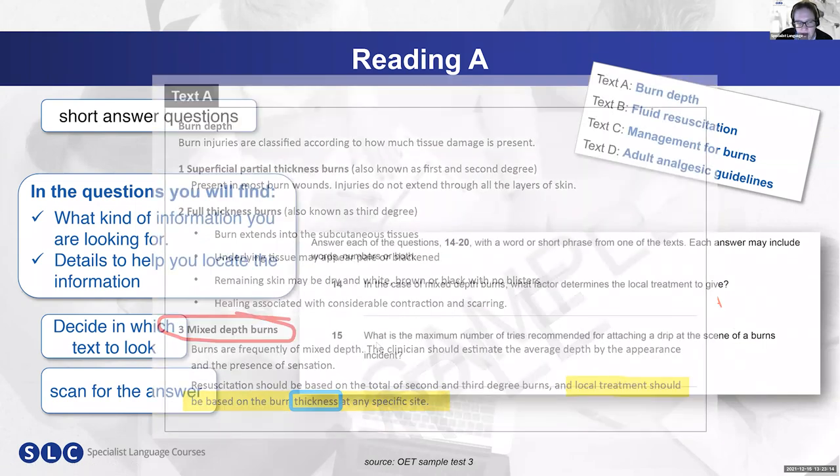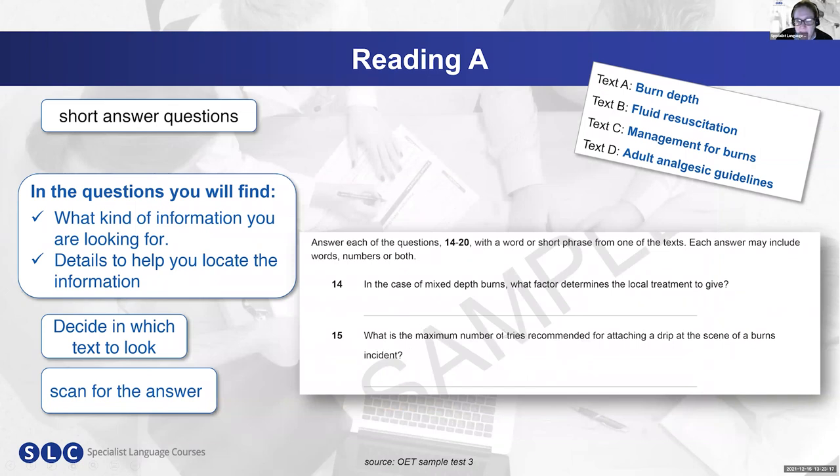Let's look at number 15. What is the maximum number of tries recommended for attaching a drip at the scene of a burns incident? So again, we're looking for maximum number of tries. And the key words, probably attaching a drip, the scene of a burns incident. And yes, it's probably going to be in text B. Yes, because fluid resuscitation, you use a drip. So let's go there.